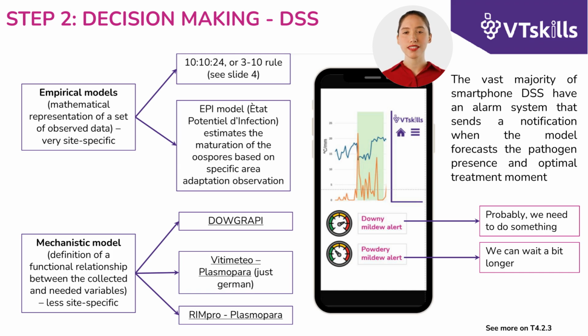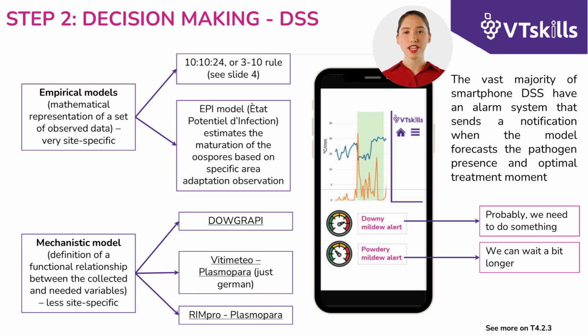Other empirical methods are the EPI, État potentiel d'infection, T4.1.2 model, which estimates oospore maturation by observing local conditions and adaptation to the specific area. Conversely, mechanistic models define functional relationships between the measured variables and those required to estimate risk, being less dependent on local specificities. Some well-known examples are DowGRAPI, a DSS based on a mechanistic model for grapevine downy mildew management.